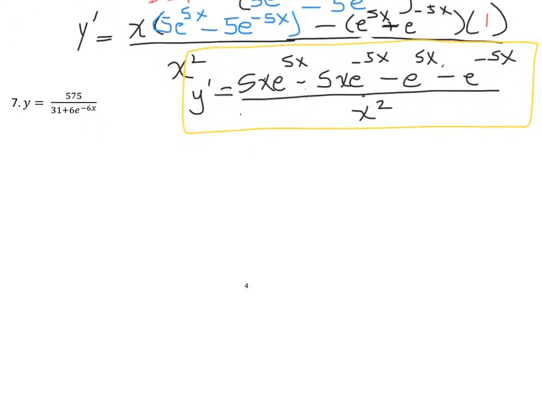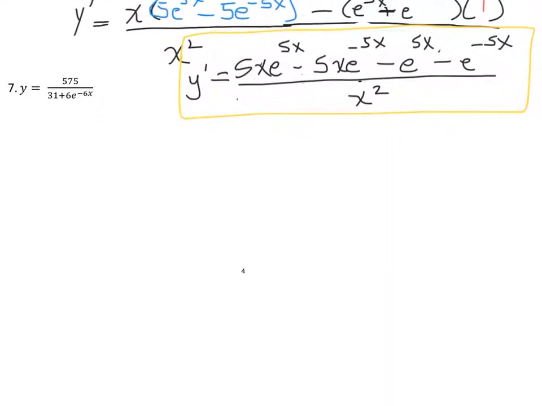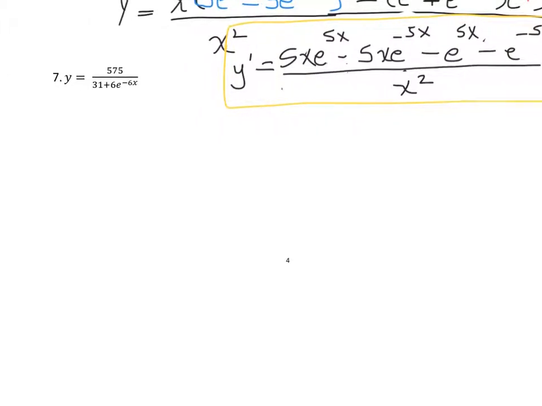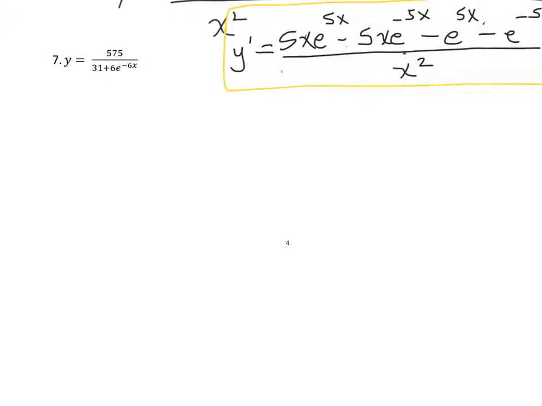So we'll move on to the one below it and pay careful attention here. While this appears to be a quotient rule problem, it actually is and it isn't. I'm going to do it as a quotient rule problem. You could do this one as a product rule problem, but you'd have to deal with a lot more exponents. So we're going to do again a quotient rule problem, but something nice is going to happen.